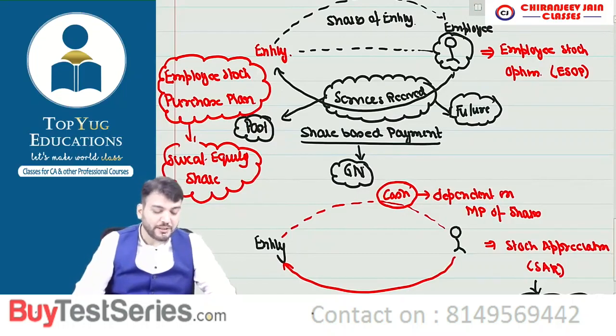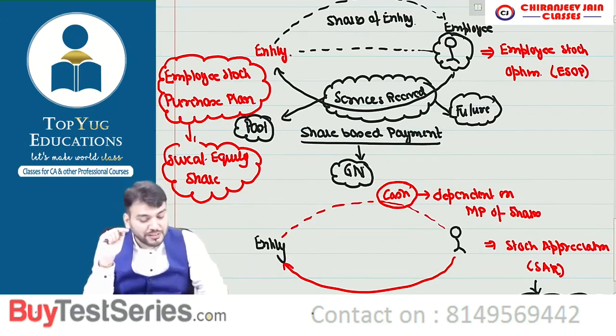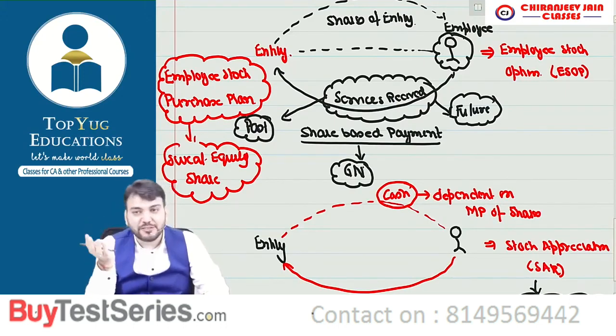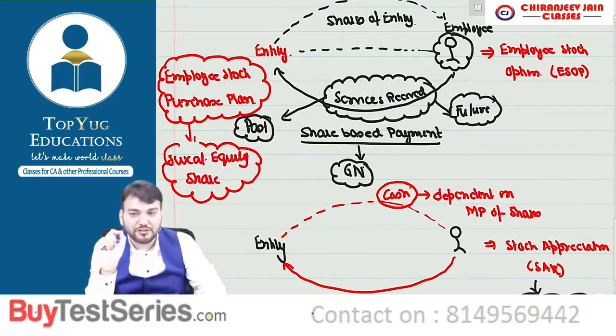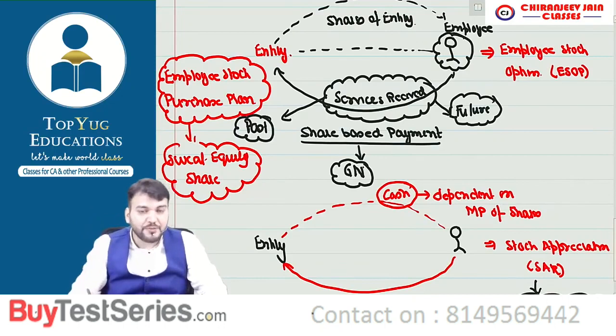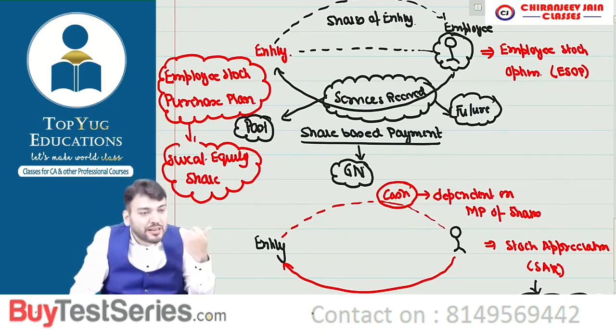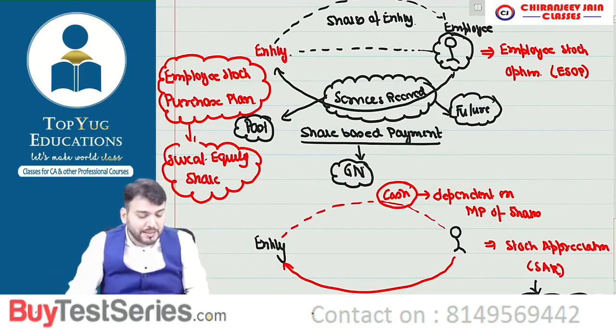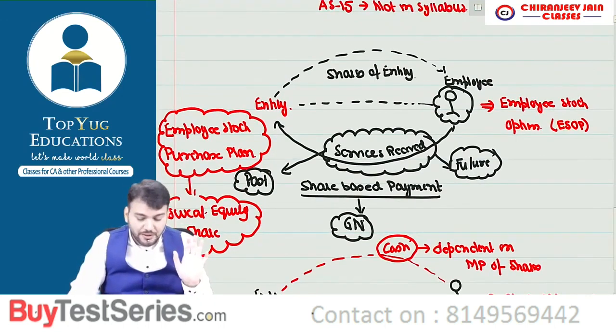Shares given to employee as a reward for his hard work. Means shares given to employee for the services rendered. Yes, for the services already received. Shares which are issued to employee for their services rendered. So what is the difference between ESOP and sweat equity shares? Already I have given one difference, that ESOP is for future services. Sweat equity shares for past services. Already the services have been received. There are some more differences, we will talk about them later. Correct? Understood? Yes, sir.